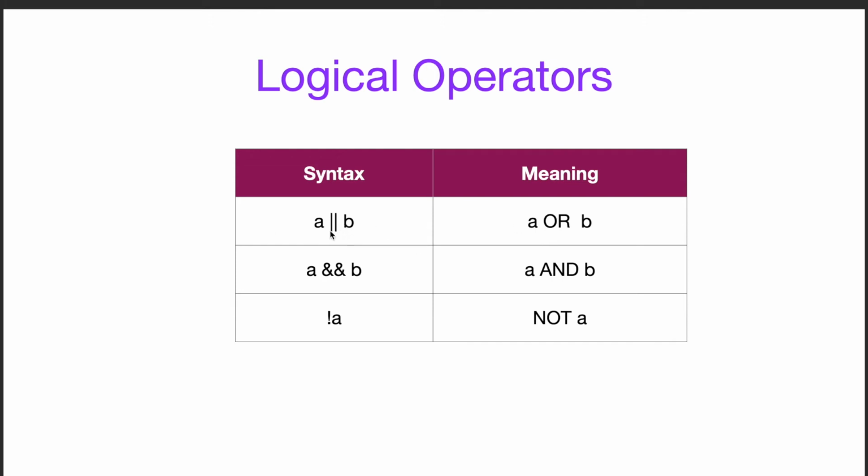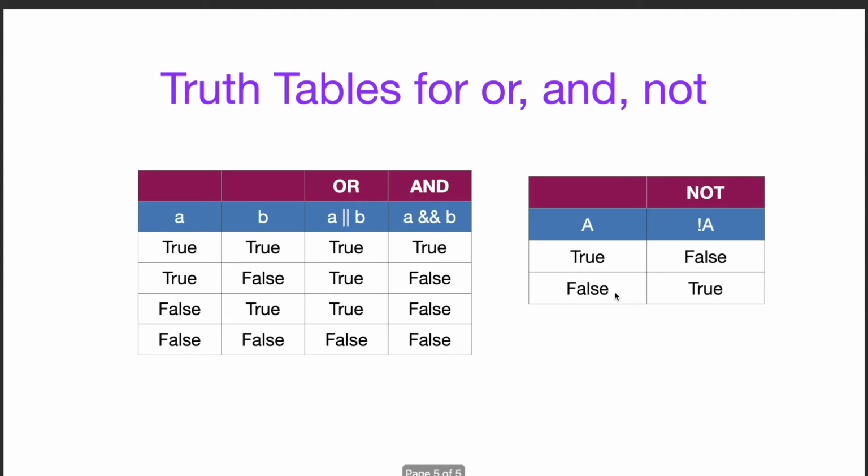So if we write this but we read a or b, the next one is and. We write a ampersand ampersand b, but we read a and b. And the last one is not. We write the exclamation mark a, but we read not a. And here is the truth table for or and not, right?